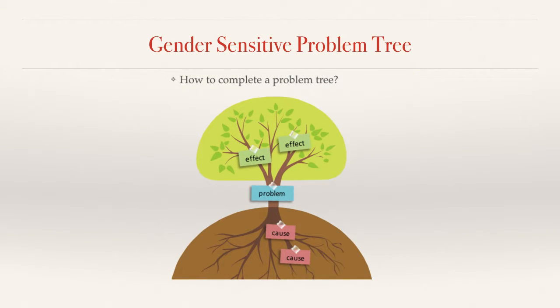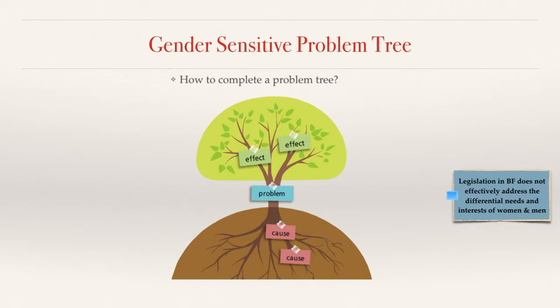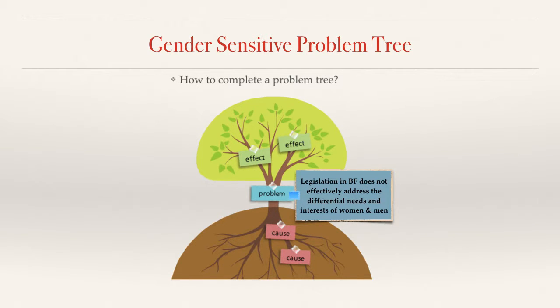In this example, we will complete a problem tree using the first core problem from the Burkina Faso case study. That says the legislation in Burkina Faso does not effectively address the differential needs and interests of women and men. Remember that if this problem is addressed, it will become an achievement for women. Now that we have our core problem, we're ready to brainstorm the causes and effects related to the core problem.